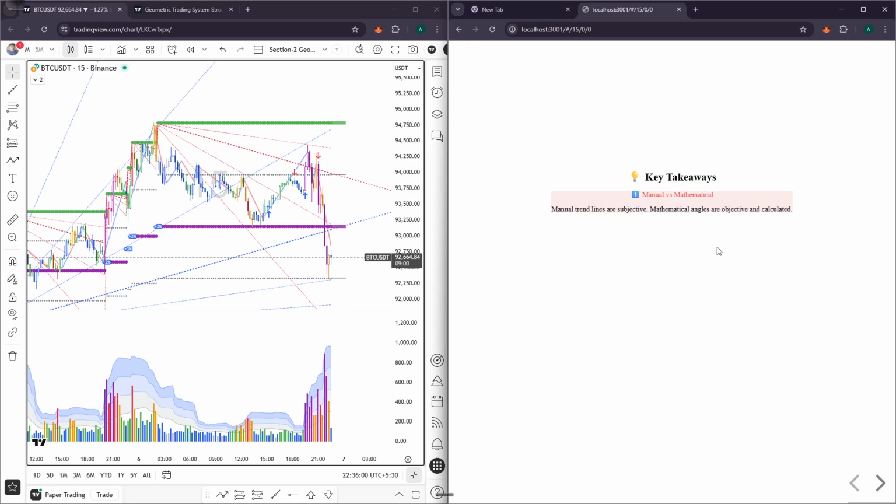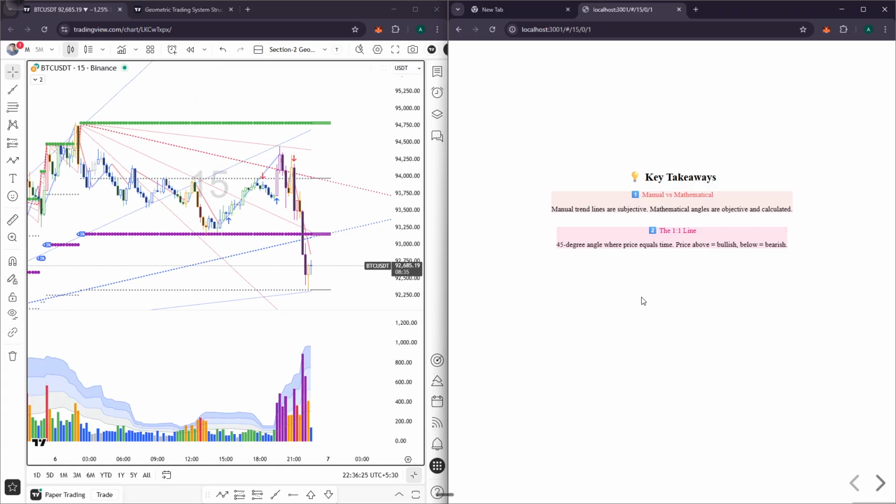So the key takeaway is manual versus mathematical. Manual trend lines are subjective. Mathematical angle trend lines are objective, and they are calculated mathematically. Now the 1 by 1 line is a 45-degree angle where price equals time, and price above 1 by 1 is bullish, price below 1 by 1 is bearish. So you can see that visually here.